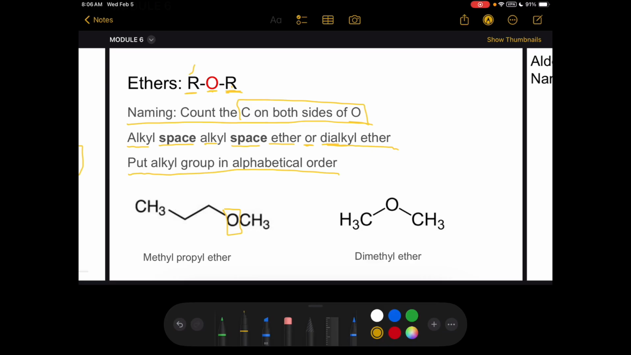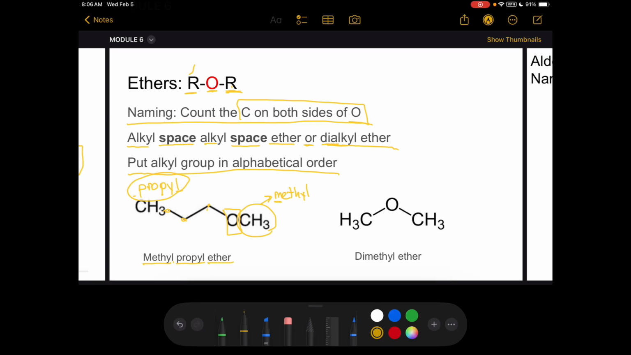So what's the name of CH3? The alkyl with one carbon is methyl. Let's count the carbons on the other side. 1, 2, 3 carbons. What's the prefix for 3 carbons? Prop. The alkyl part is propyl. Now which comes first, P or M? M comes first. So I'm going to say methyl propyl ether.